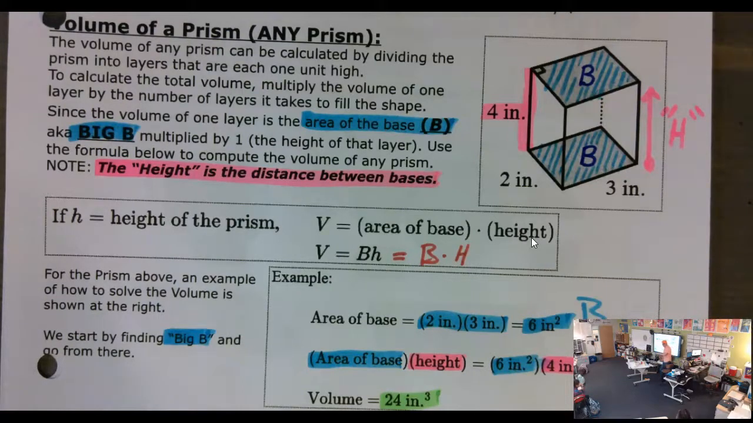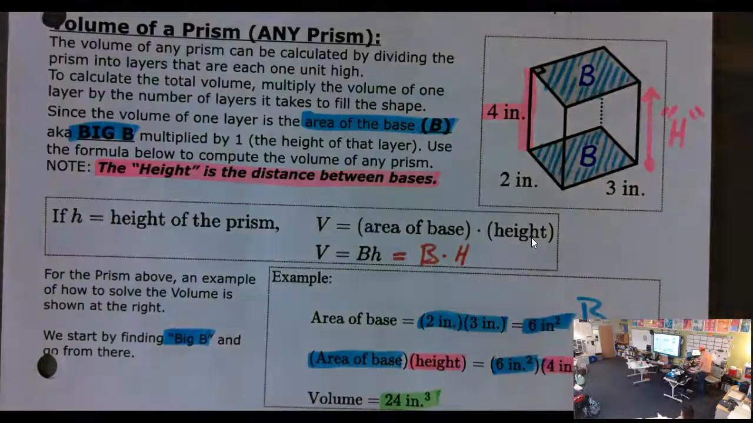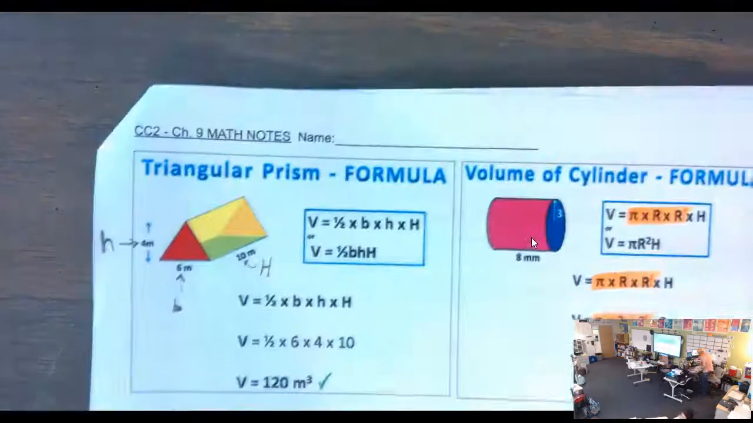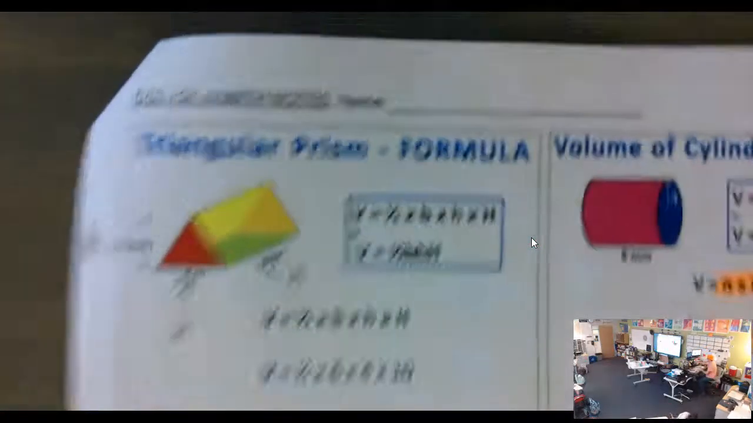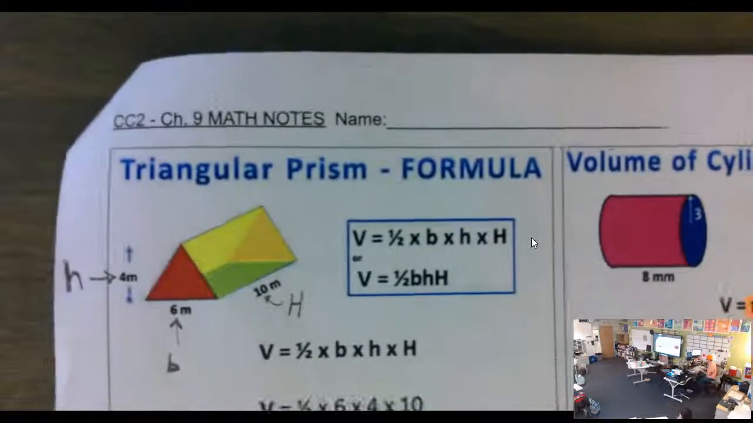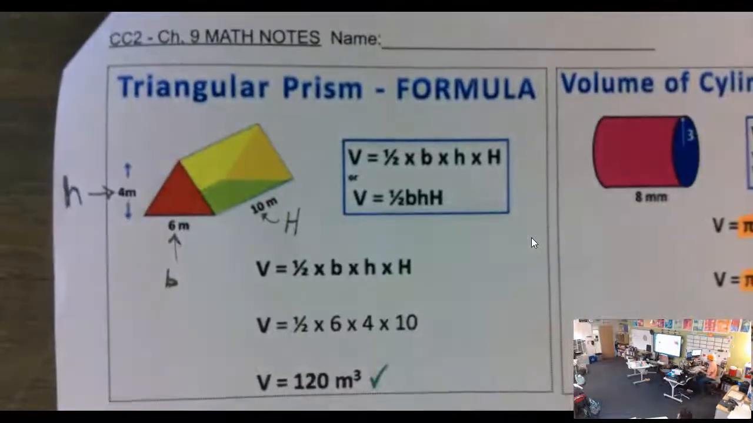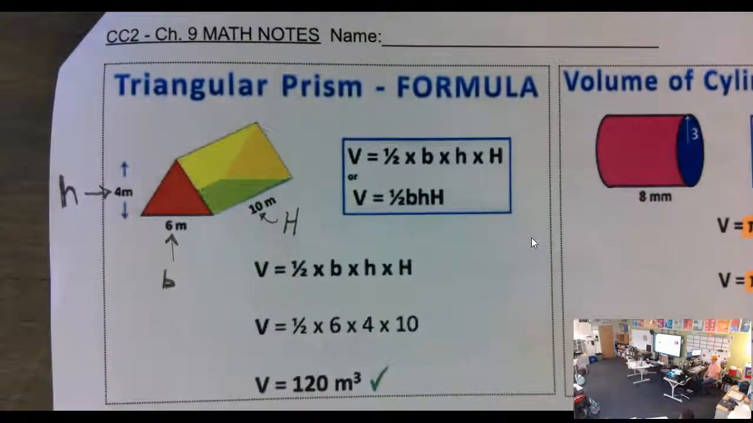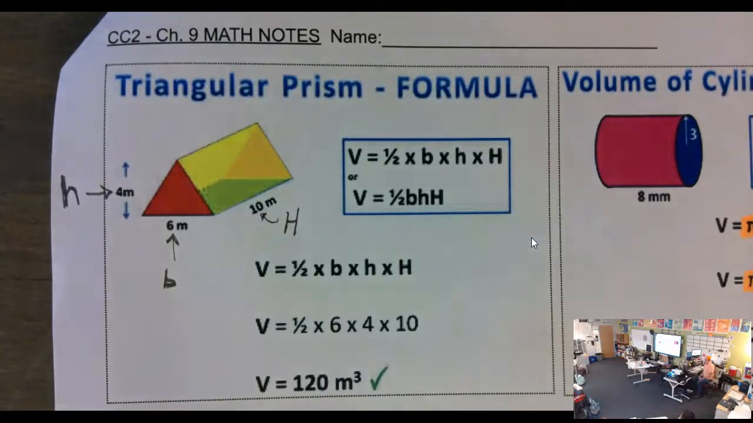Okay, so we're going to practice a few of these, but when the base is not a rectangle, flip your page. Now I'm going to get my color one back because it's easier to see. All right, check it. So look at this for a moment.